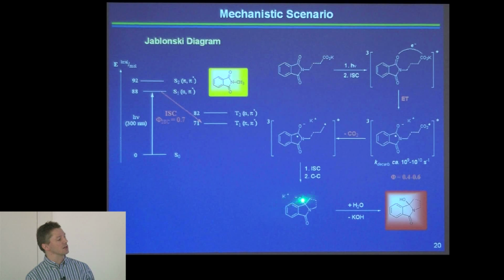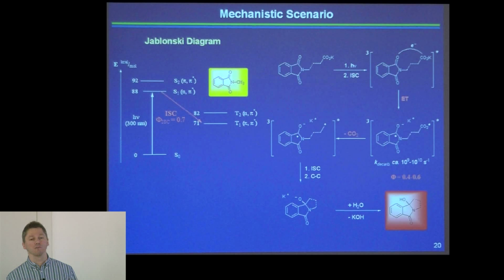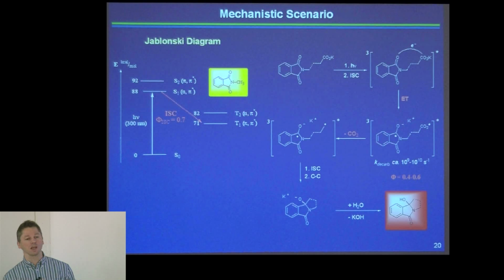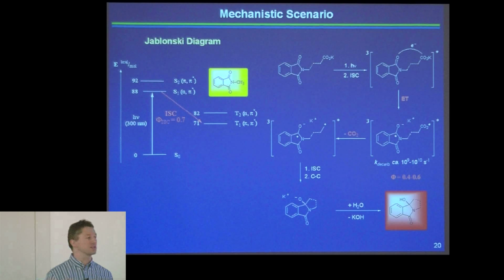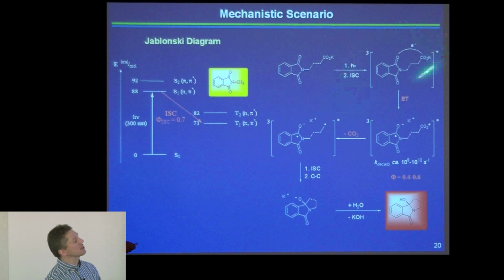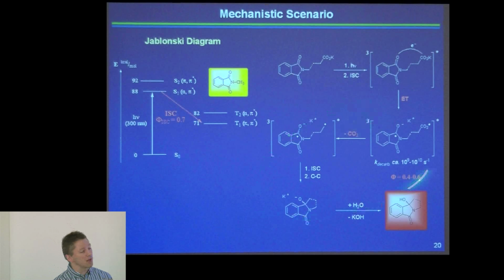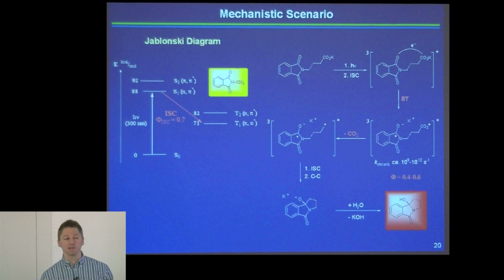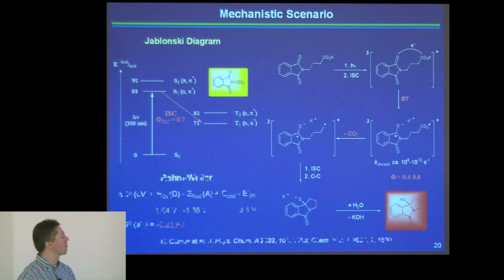You need then protonation of your alcoholate here, and voila, you get your final product. All right? And the quantum yield, so the efficiency of this reaction, is very high. 40 to 60% of these excited states are used to make this reaction, and only the rest loses the energy in other ways. And that's quite a high number.